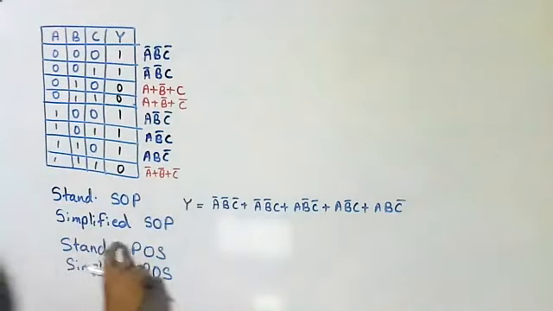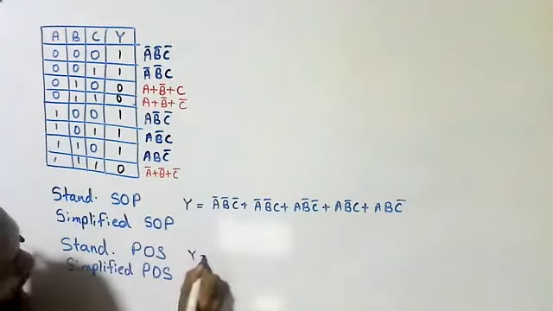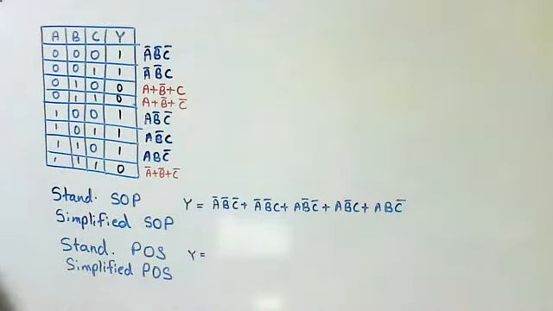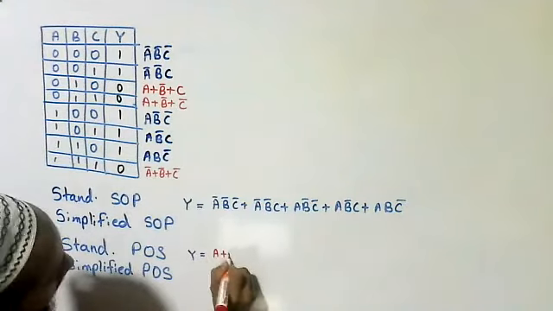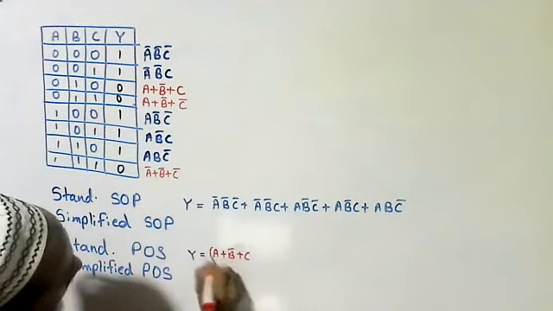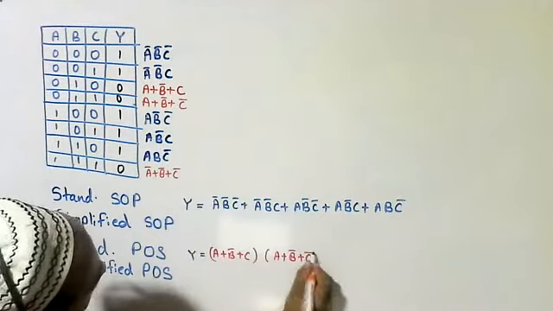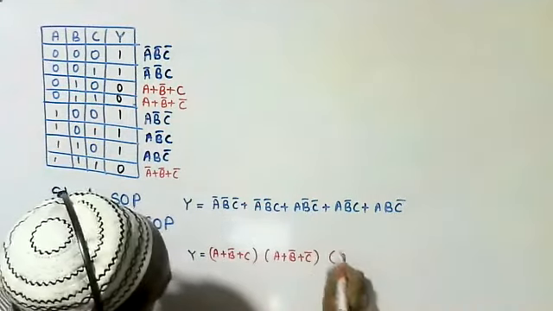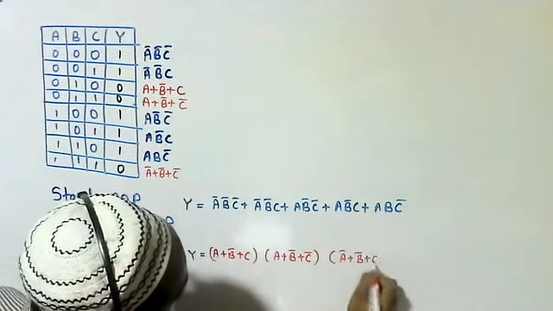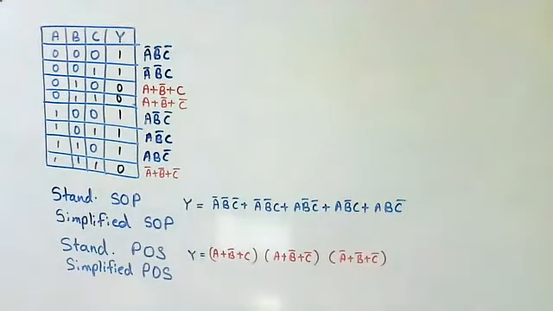I'm going to write the standard POS expression, using another color: Y equals A plus B bar plus C, A plus B bar plus C bar, A bar plus B bar plus C bar, right? So these two are the standard SOP expression and standard POS expression. We can also call them the canonical SOP expression and canonical POS expression, right?